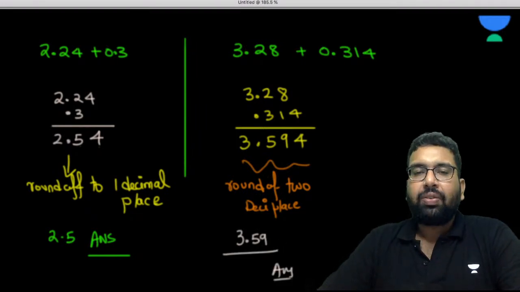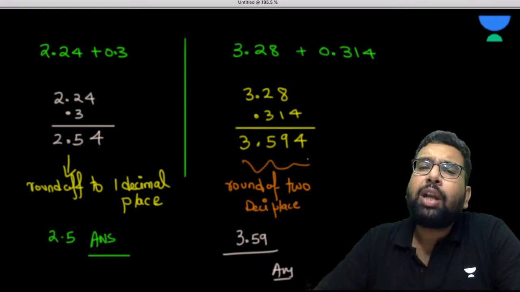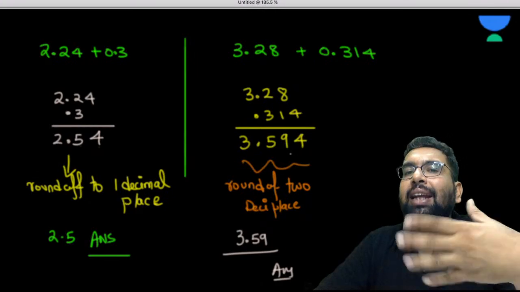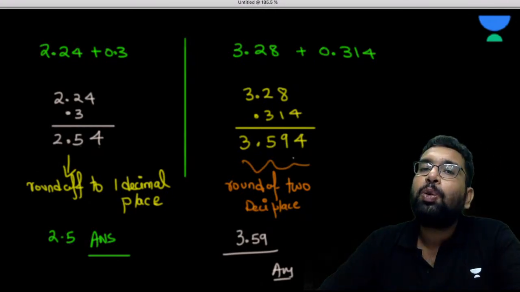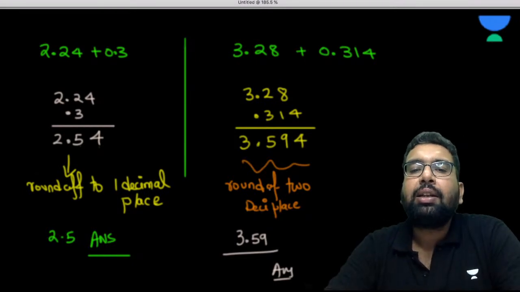So it must be 3.59. Sir, why is it 3.59? Sir, because this digit is less than 4. And what if it would have been 6 here? Then we would have written it as 60, because 9 is raised to 10, so one will go to the other, and it will become 60, obviously. Okay, so what is the answer? The answer is 3.59 here.